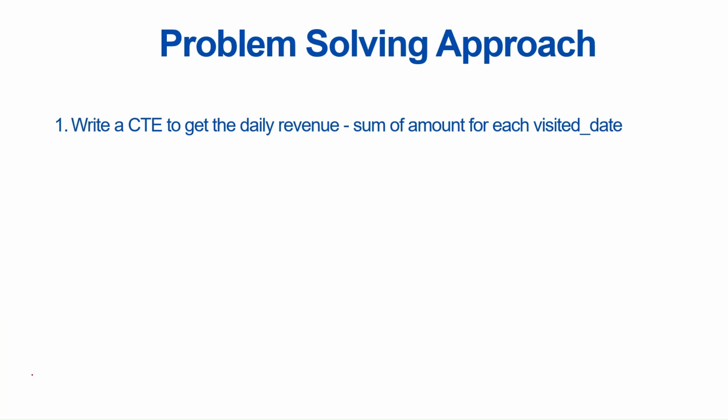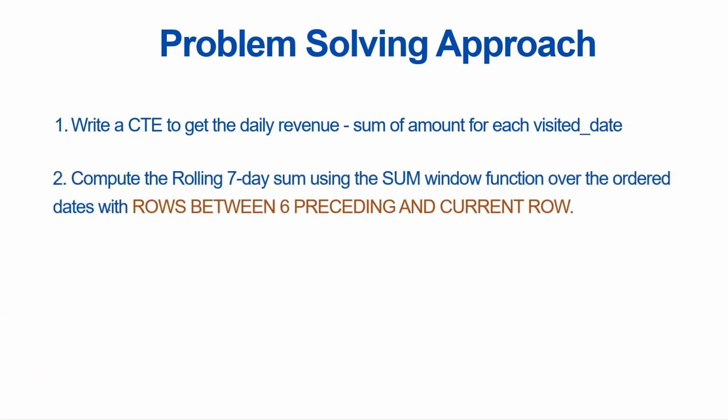In the second step, you need to compute the rolling 7-day sum using the sum window function over the order dates with the rows preceding and current row. Here you will simply compute the rolling sum of 7 windows. The 7 windows will be the current window and the 6 preceding windows of it. So you will make use of the sum window function, writing the sum of the amount, or whatever the new column is that you formed while writing the CTE, that will compute the total sum.